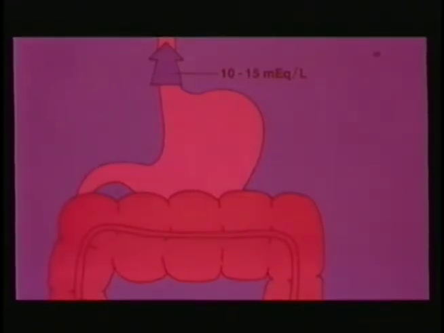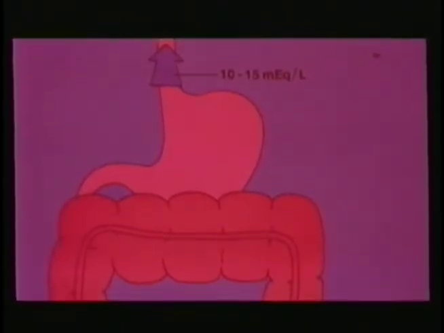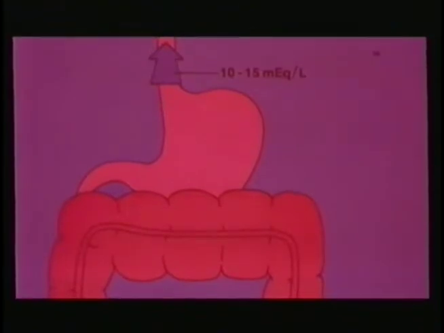Potassium, in addition to acid, is lost as a result of vomiting or gastric drainage. Since the concentration of potassium in gastric juice is only 10 to 15 milliequivalents per liter, volumes must be large to effect a serious deficit.